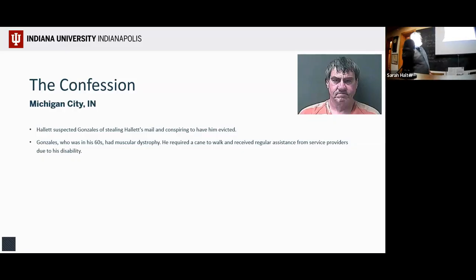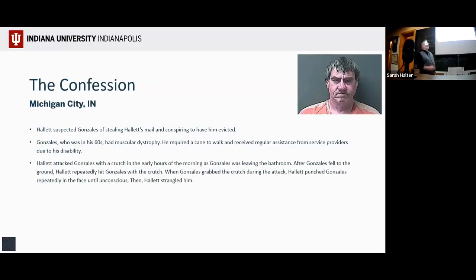And then the actual crime was, he attacked him as he was coming out of the restroom in the house with a crutch. He beat him with the crutch until he stopped and the victim grabbed the crutch, whereupon he then beat him with his fist and then stabbed him. Okay, so very brutal. And then what happened is that he had waylaid his roommate and he took him down to the basement and he left him there for about 56 days.